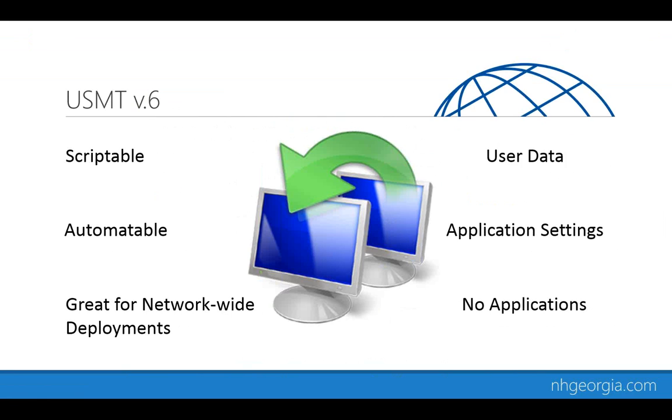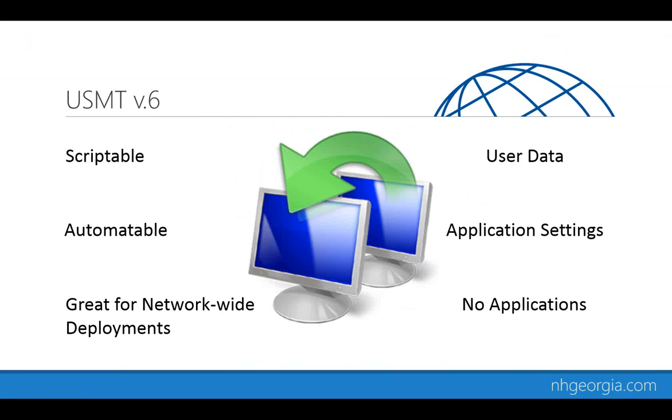Now, the User State Migration Tool is great for network-wide deployments. It's great for a large enterprise deployment because it's scriptable, it's automatable, it will grab the user data and the application settings, but even with a pro version, it will not transfer applications. It does not transfer or reinstall applications. You will need to handle that through scripting or other means. Maybe you're a System Center user and you can use System Center Operations Manager to push those other applications out, but it will grab the application settings, not the applications.